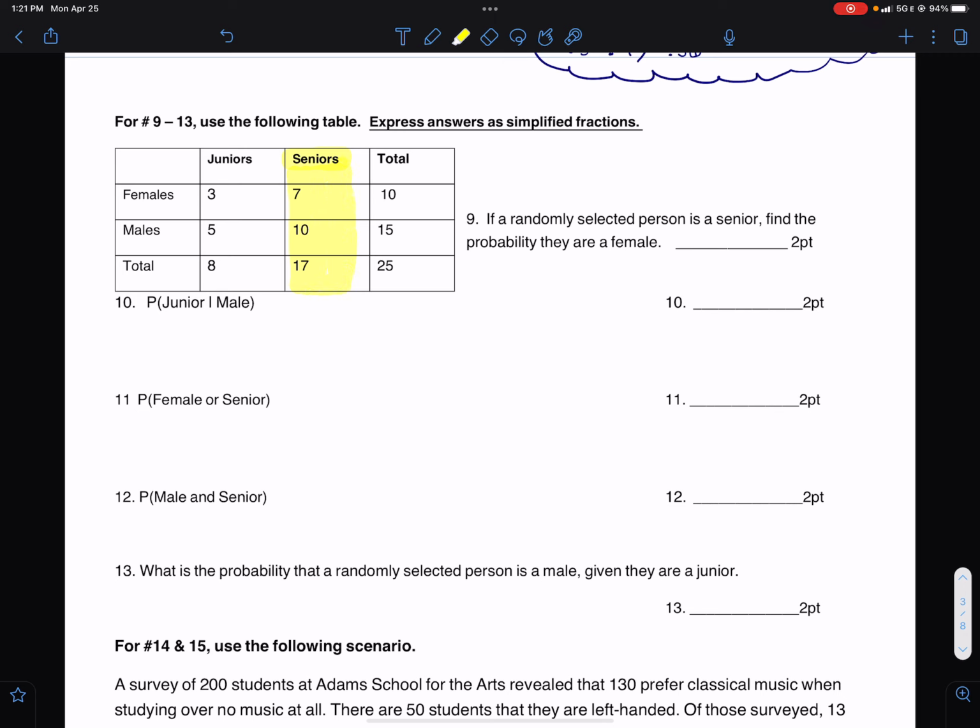So use that title to kind of help you see what's covered or what is revealed to you. This other stuff is not revealed to us. Not females, not all the males, just all the seniors. Now, if there's females or males within that column, we will use that information. Okay? All right, so find the probability they are a female. So out of these seniors, 7 of them are female. So this would be 7 out of 17.